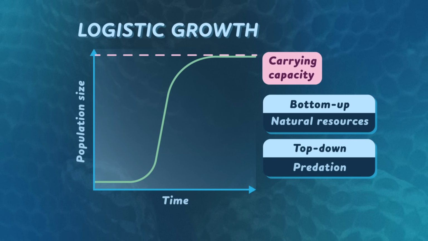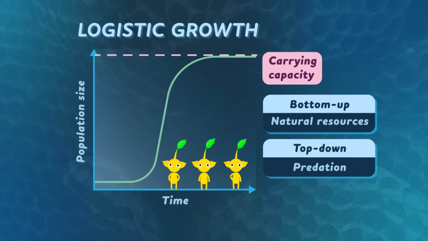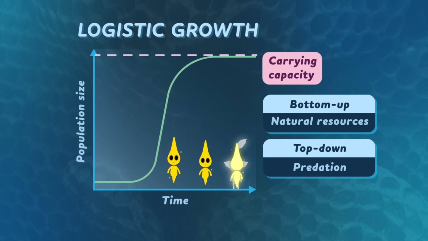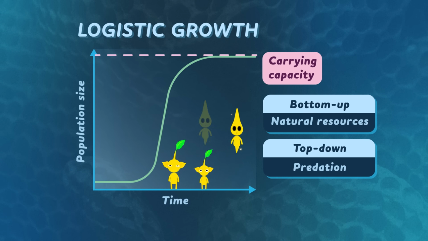So as the population size gets close to carrying capacity, growth slows down, and then the population size remains constant as individuals enter and leave the population at about the same rate.